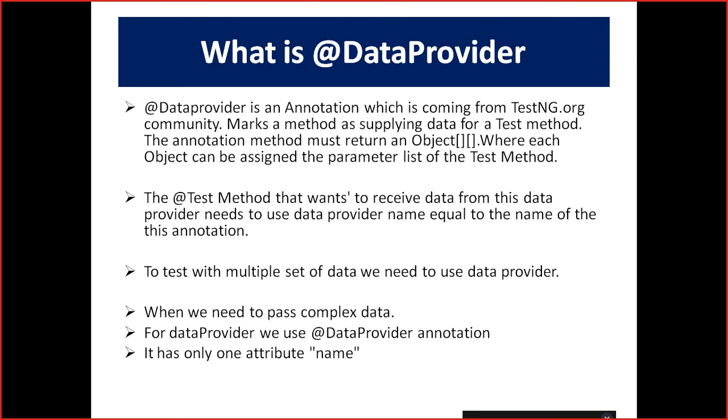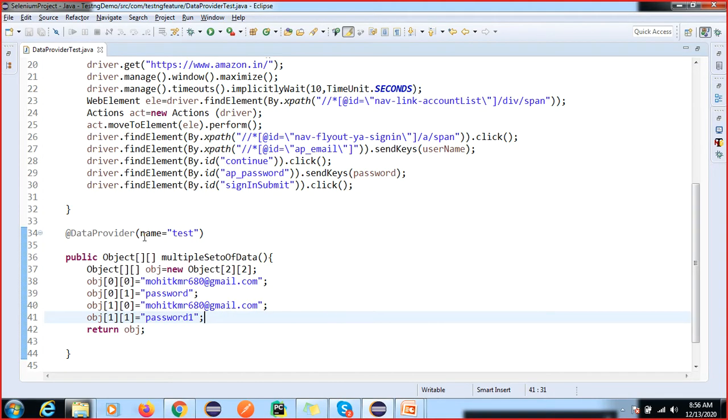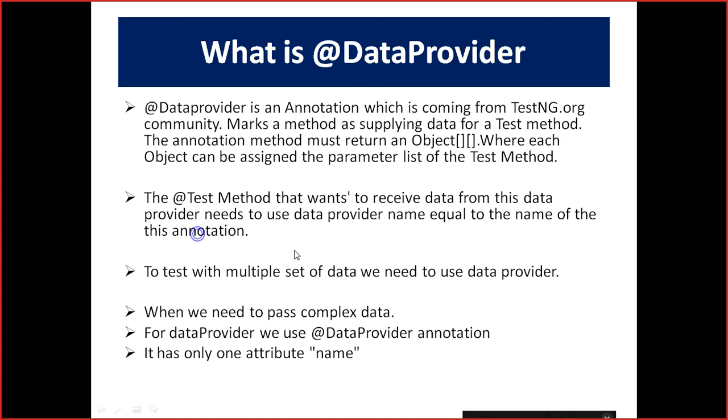The @Test method that wants to receive the data from this data provider needs to set dataProvider equal to the name of this annotation. To test with multiple sets of data, we need to use a data provider. So when we need to pass complex data, we will use this. For data provider, we use the DataProvider annotation. It has only one attribute, name. So inside this we are passing only one attribute, right? That is called name.